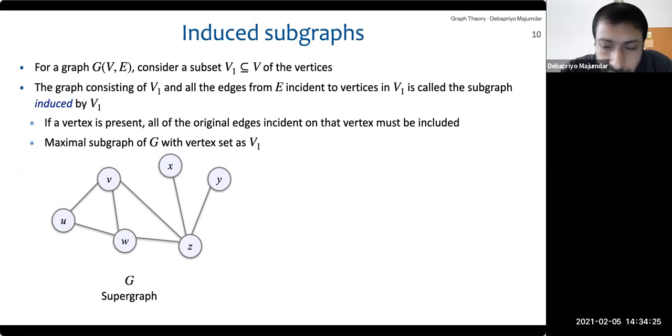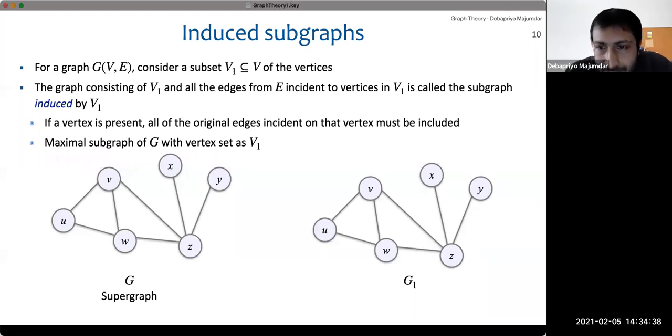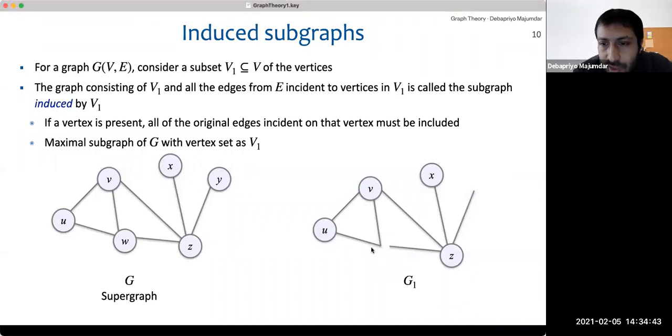And maybe I'll spend a little bit of time here to make the concept absolutely clear. So this is G and this is the same. So far I have not removed anything. Let's say I actually don't have these two, W and Y. Then which edges will remain in my induced subgraph of U, V, X and Z? U, V will remain, right? V, Z will remain and X, Z will remain, right? So essentially, this will go.